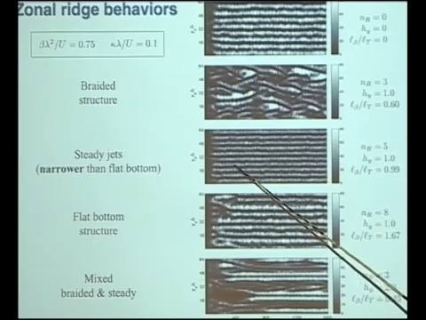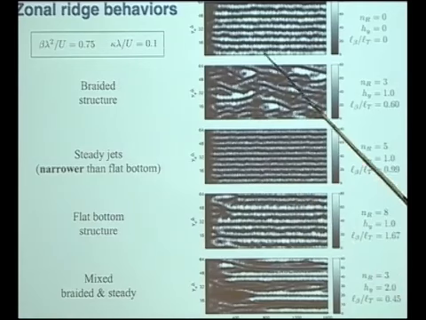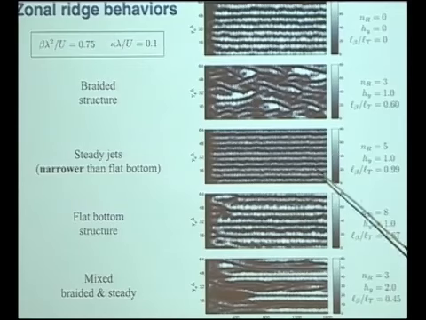Okay, so this is the case with 3 zonal ridges. If you then move up to 5 zonal ridges, what you find is that the jet structure is locking back into a very steady configuration. However, the number of jets you have here is different from what you have in the flat bottom case. They're actually narrower, and so you have 5 jets in this case compared to 4.